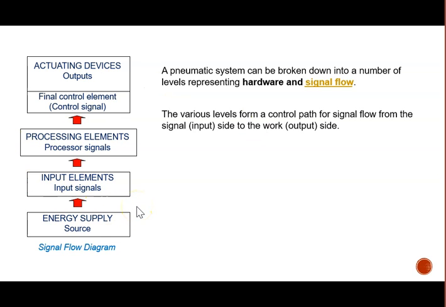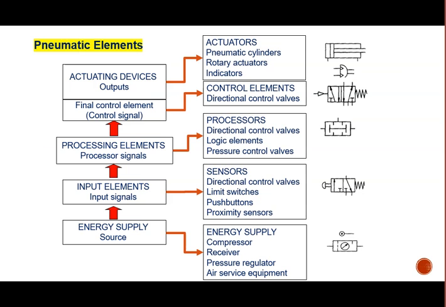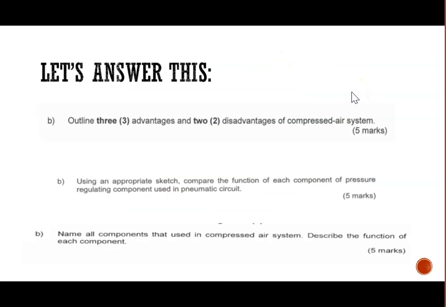Okay, so we start with the energy supply, and then input signal, processor signal, and at the end where we translate the compressed air into mechanical action. Okay, these are the details. We start from the air or energy supply here, and then the sensor here, DCV, and then we have the logic element, and then finally just before entering the actuator we have another DCV.